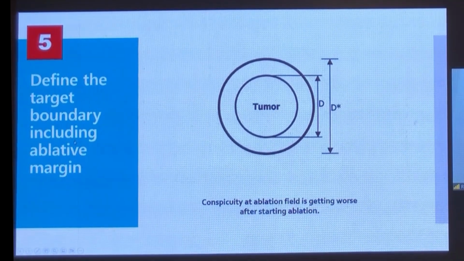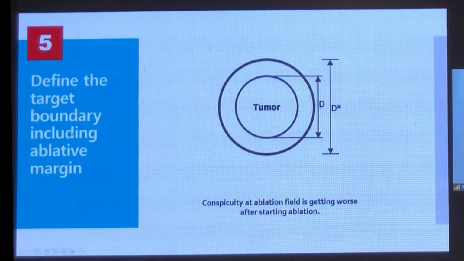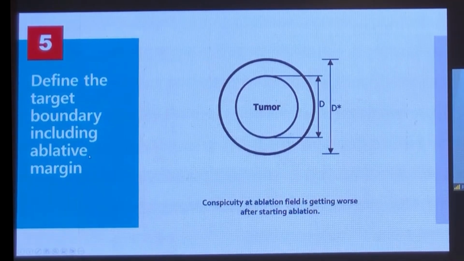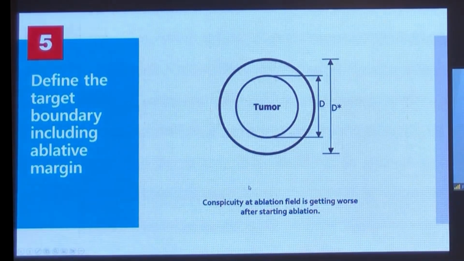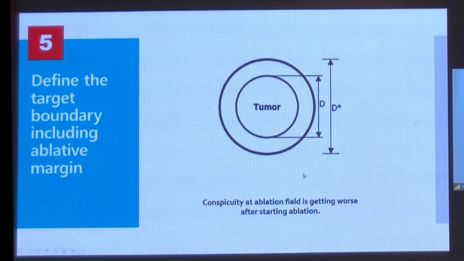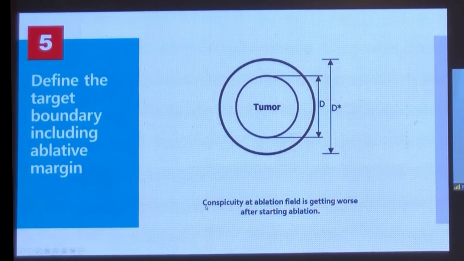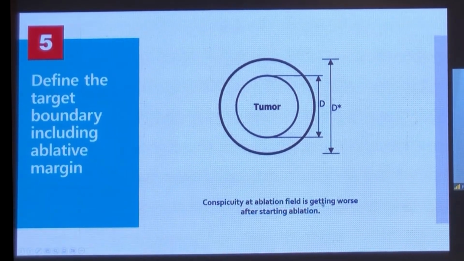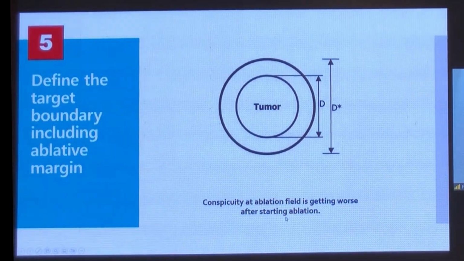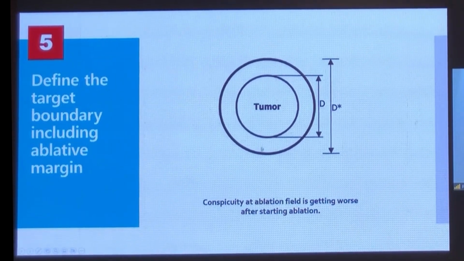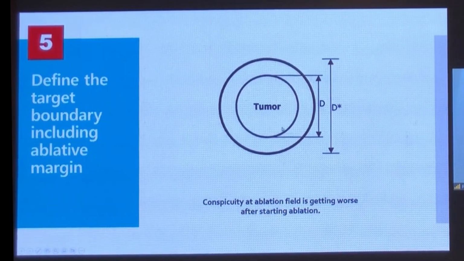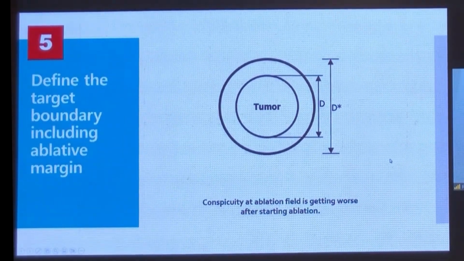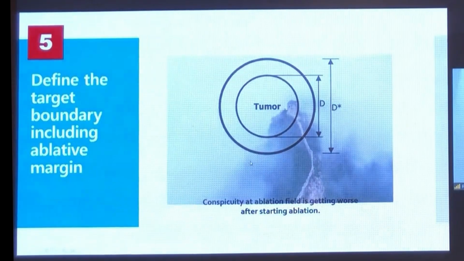Next tip is to define the target boundary, including the ablative margin. This is very important to get the optimal ablative margin, not insufficient, not excessive. As we know well, if you use ultrasound guidance, the lesion conspicuity at the ablation field gets worse just after starting ablation. That's why it is very important to figure out the index tumor and the target ablative volume before starting ablation.